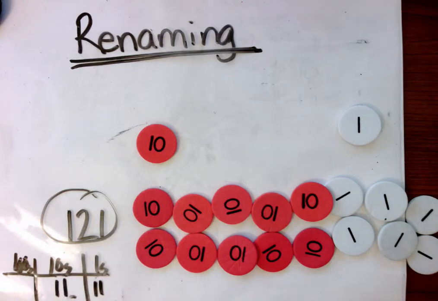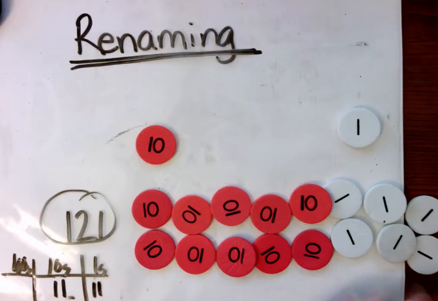Getting comfortable with the idea of renaming is an important aspect of students' comfort with trading or unbundling so they can subtract a part from their whole.